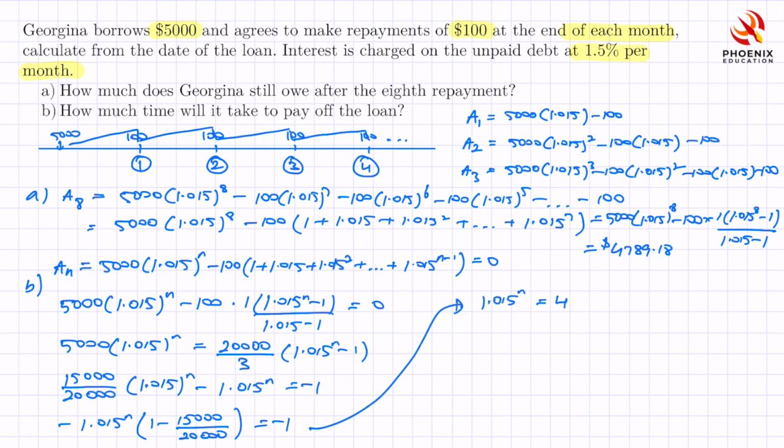Now I've gotten to the stage where I have 1.015 to the power of n is equal to 4. What I'll do is take the natural log of both sides, and using the log rules, I'll bring the power of n to the front and I get this. Now dividing the ln 1.015 across to the right hand side, I can solve for n and I get n as 93.1 months. And that's that. The steps will be more or less the same for all loan repayment questions, so now it's just a matter of practice.